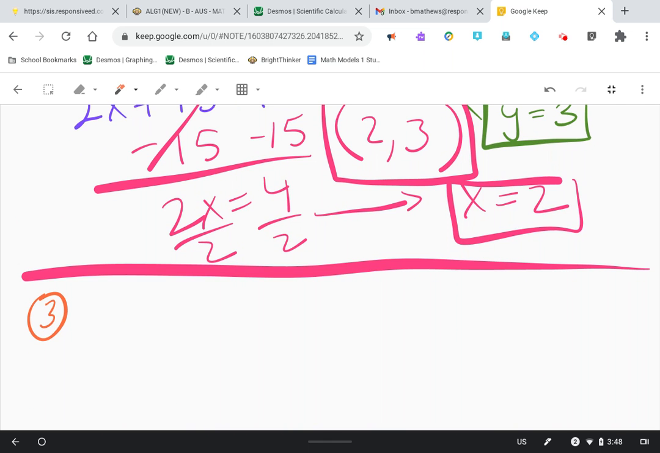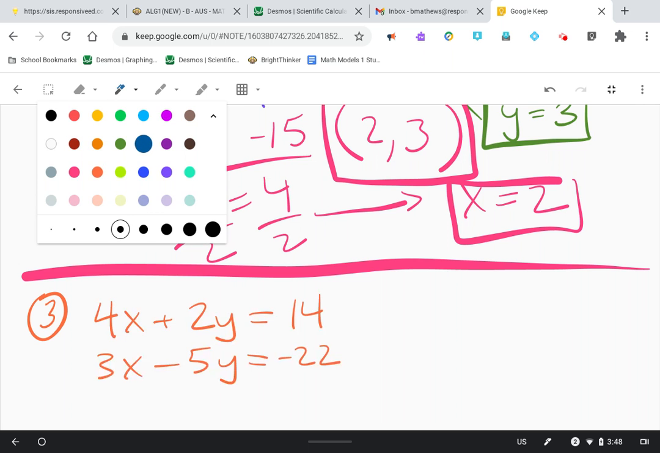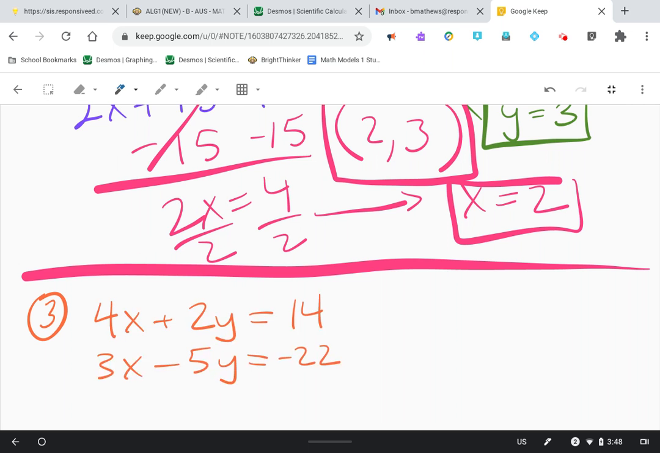Next one, 4x plus 2y equals 14. 3x minus 5y equals negative 22. I think we need to multiply one of them twice. We need to multiply both of them is what I mean.